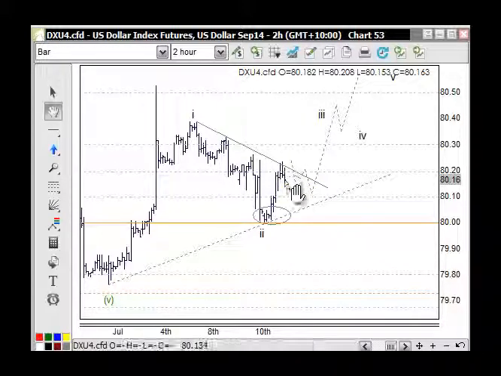If that is correct, then we'll see an A and a B and a C wave, perhaps back to the 80.10 sort of area, and then we'll see a move up through here. Finding support on 80.30 up here would confirm that we're in an uptrend for the US dollar.